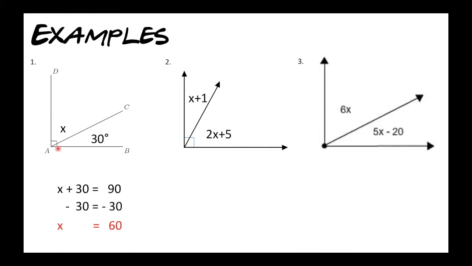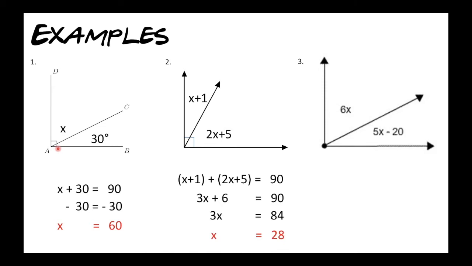Try the second example on your own. You can pause the video for however long you need to solve the problem. The answer will be revealed in 3, 2, 1. When we first set this up, we can see that the measures of these two angles add up to a total of 90. When we solve for x, we get a value of 28.